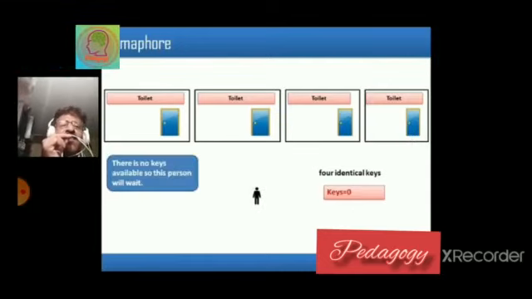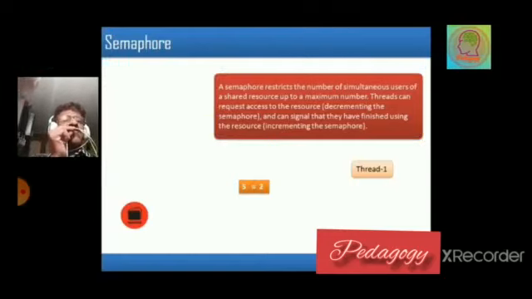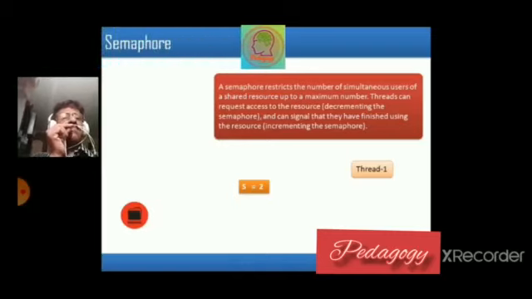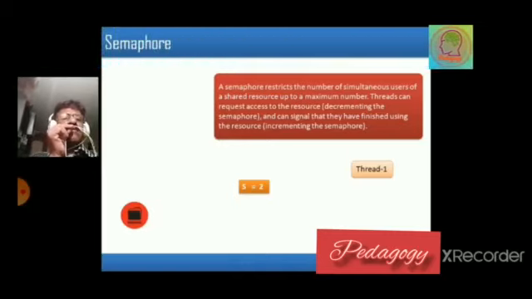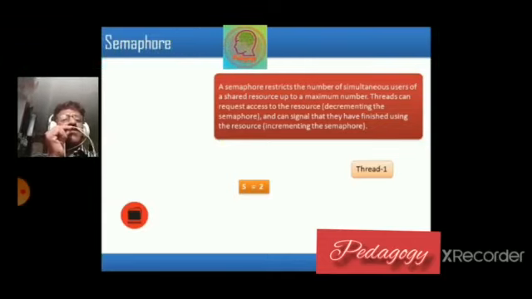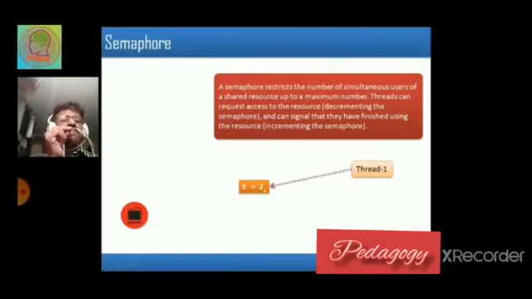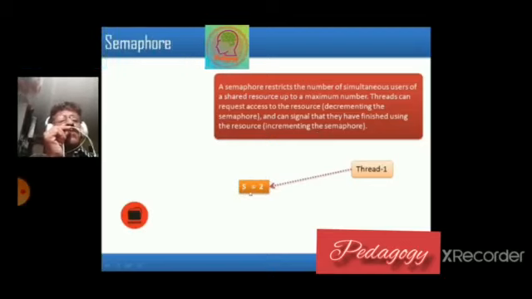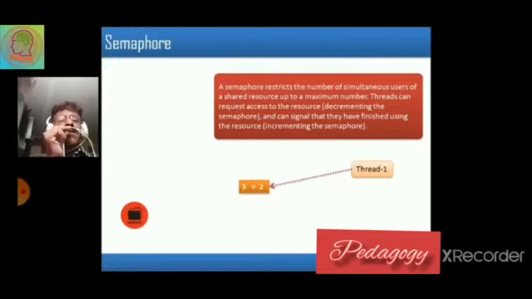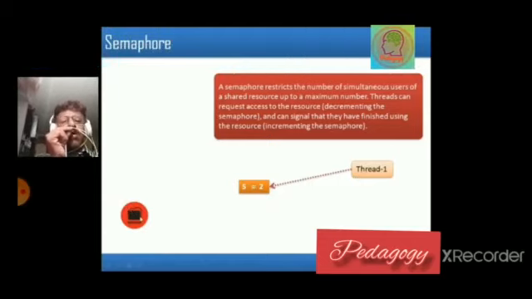has to wait, because there is no key available. So semaphore restricts the number of simultaneous uses of a shared resource up to a maximum number. Threads can request access to the resource and can signal that they have finished using the resource by incrementing the semaphore. Thread 1 means process 1. So, thread 1, whenever S equals 2, wants to occupy the access authority, that means the lock.